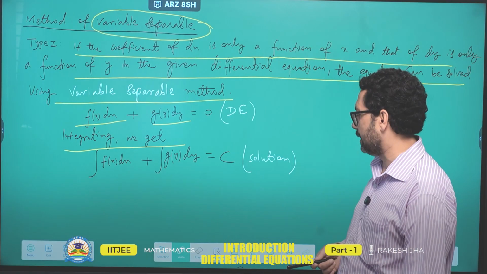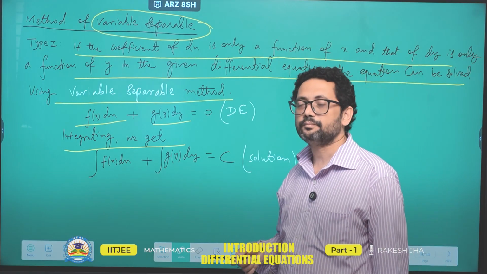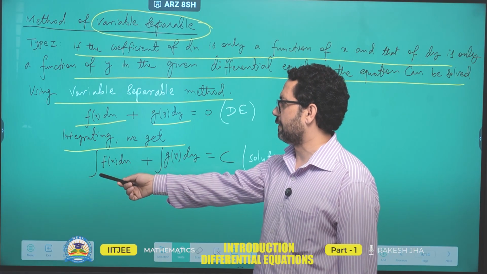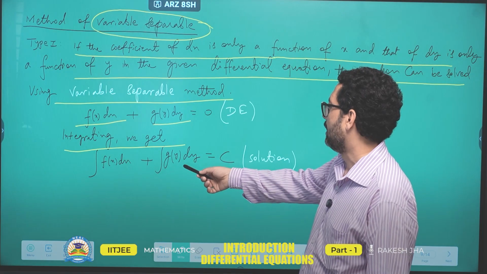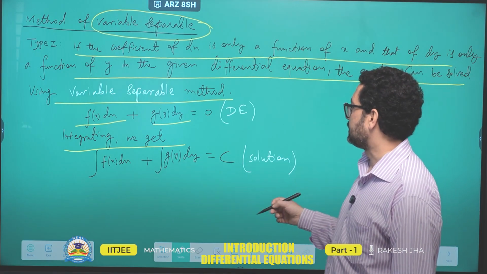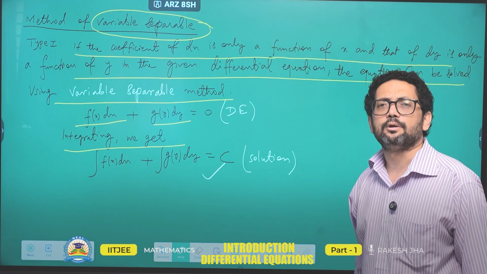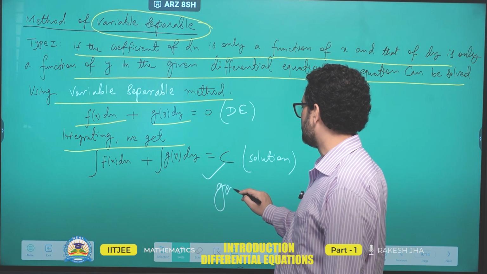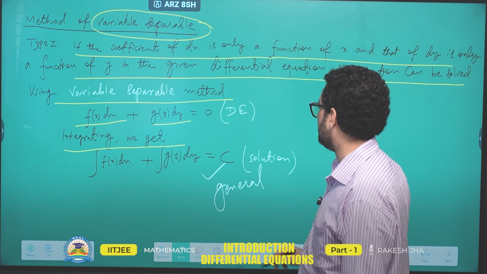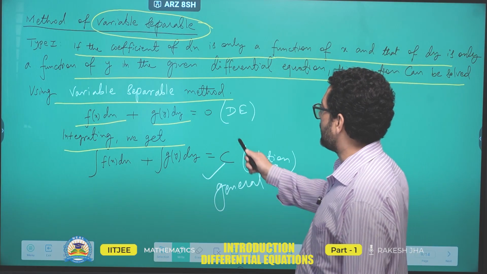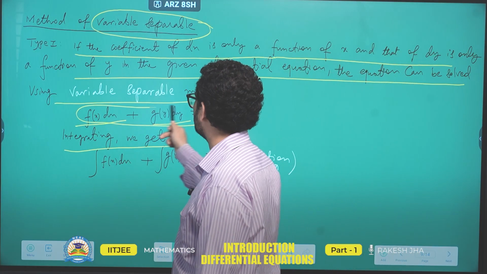So if we are integrating it here, then we will get integral of f of x dx plus integral of g of y dy is equal to c, and this is basically the solution of the given differential equation. More precisely, this is the general solution because constant c is mentioned. So this is the general solution, but the given differential equation is this much.